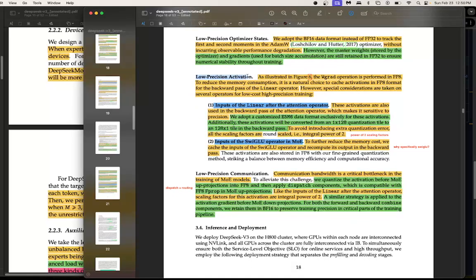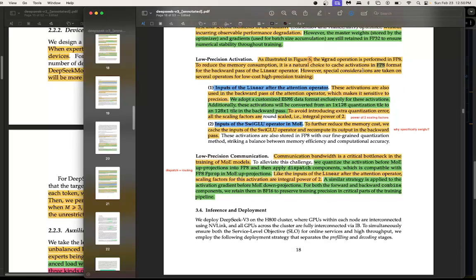Low precision activation. Yeah, this is just talking about how since they're doing the backward pass with respect to the weight and the gradient with respect to the weight in FP8, they can actually then cache the activations in FP8 and avoid doing an extra conversion there from BF16 to FP8.